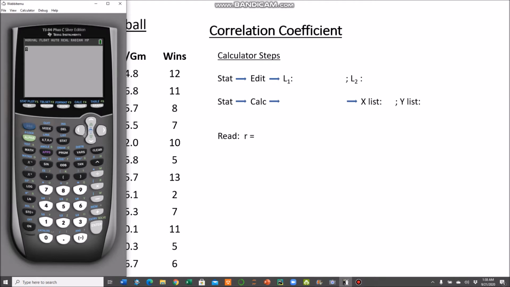What we're going to do is go into the catalog. So second 0, scroll down to the D's, and what we want to do is turn the diagnostic on. Diagnostic on is going to give us a couple of values, one of them being the correlation coefficient. Just hit enter twice until it says done. Now your calculator is ready to enter the data.